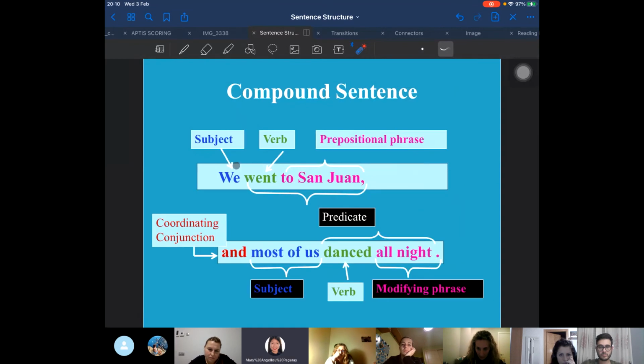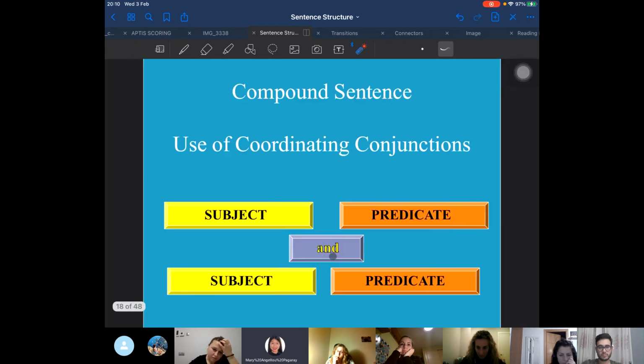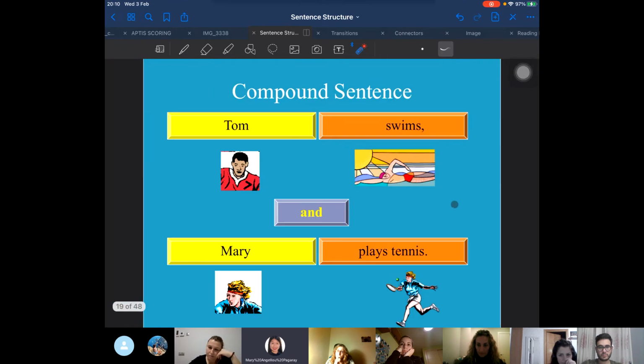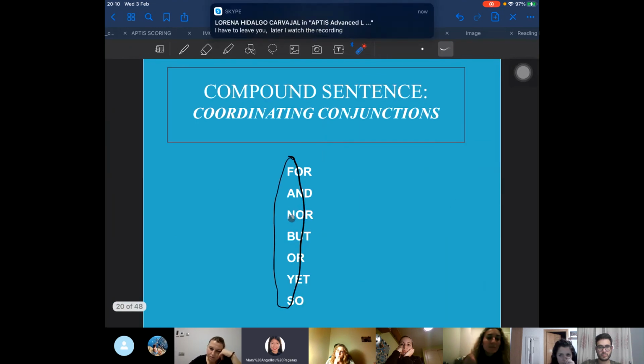So yeah, that's what I said. Subject, verb, prepositional phrase. So this is one complete sentence if I remove this, and it stands alone. And coordinating conjunction, and. Okay? That's it. Okay, Lorena.